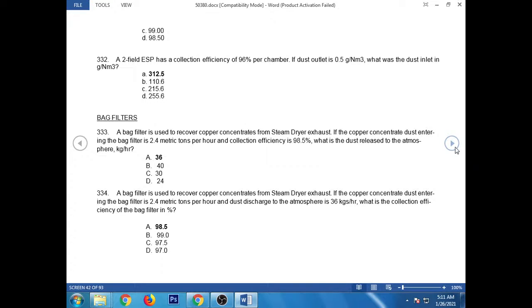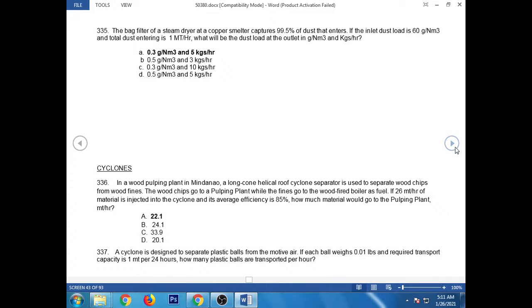Answer: 98.5. The bag filter of a steam dryer at a copper smelter captures 99.5% of dust that enters. If the inlet dust was 60 g per Nm3 and the total dust entering is 1 MT per hour, what will be the dust load of the outlet in g per Nm3 and kg per hour? Answer: 0.3 g per Nm3 and 5 kg per hour.